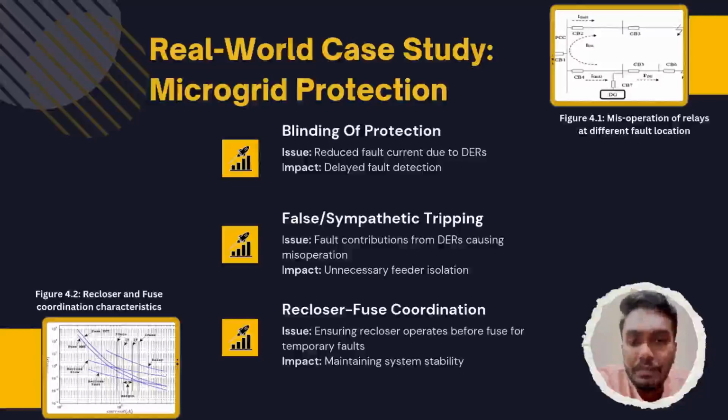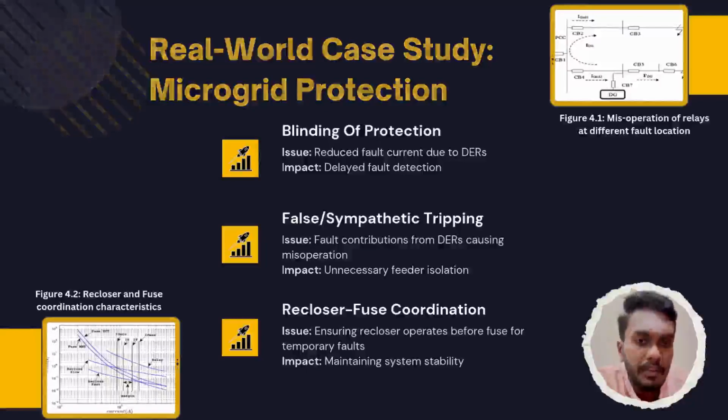False or sympathetic tripping happens when the DER contributes fault current, causing the relays to misoperate and isolate the unaffected feeders. Recloser fuse coordination ensures the reclosers operate before the fuse for a temporary fault, maintaining the system stability. Addressing these issues is essential for effective microgrid protection and reliability.